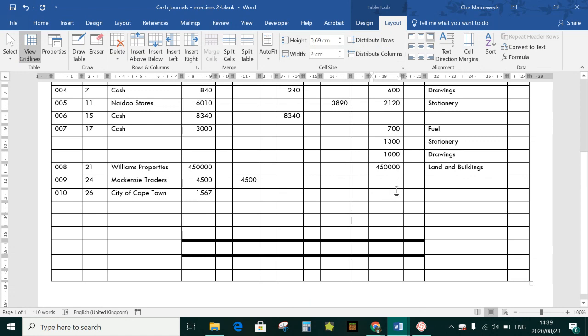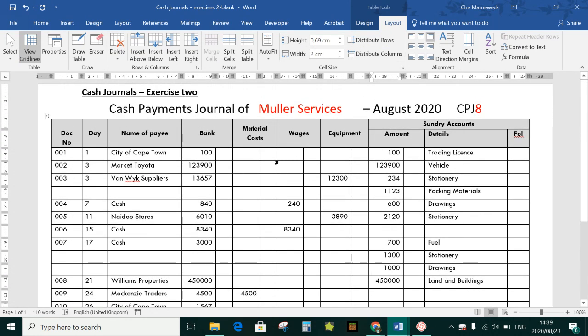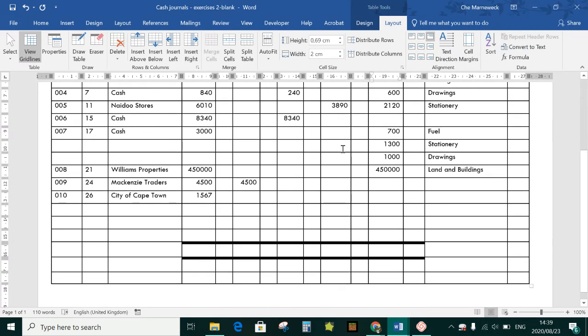Both of these things are sundry items because we don't have any columns for water and electricity or rates and taxes. So 780 water and electricity and 787 Rand, rates and taxes. We then make sure we don't write on this line underneath because it's part of that transaction.